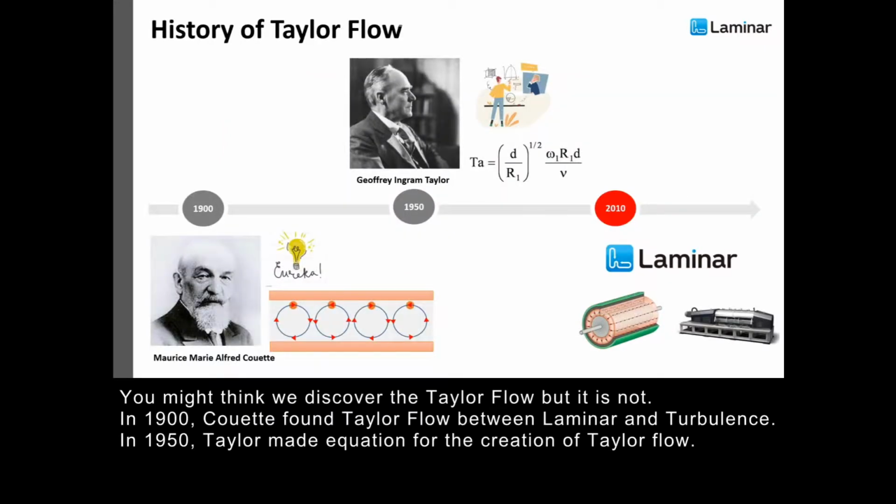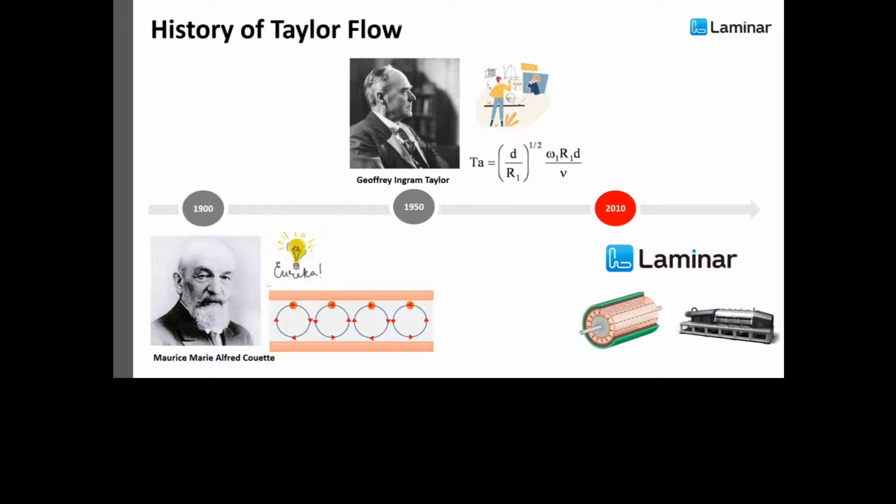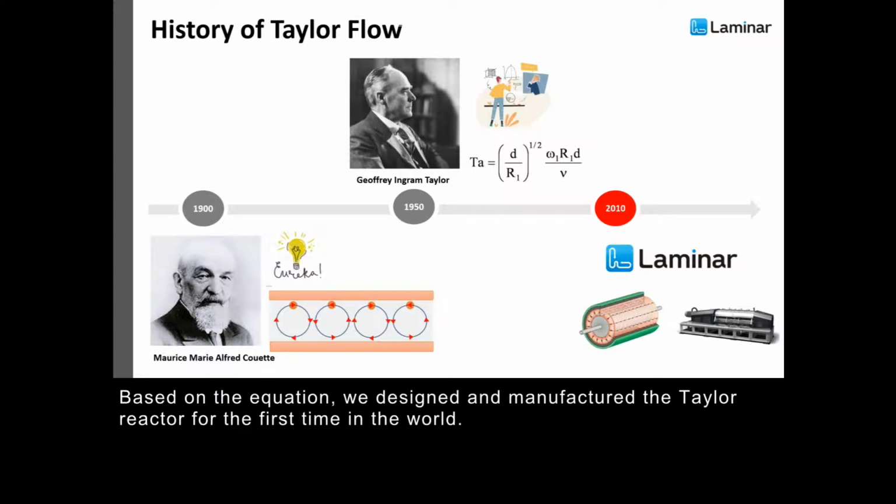You might think we discovered the Taylor flow, but we did not. In 1900, Couette found the Taylor flow between laminar and turbulent flow. In 1950, Taylor made the equation for the creation of Taylor flow. Based on the equation, we designed and manufactured the Taylor reactor for the first time in the world.